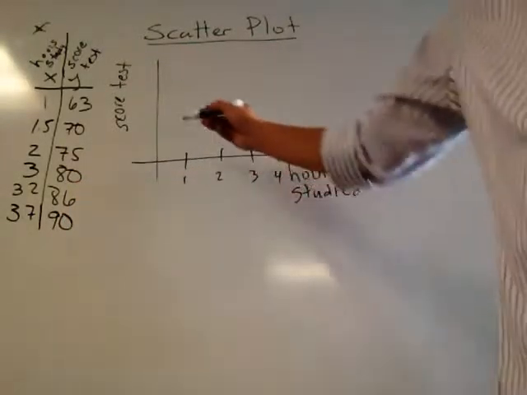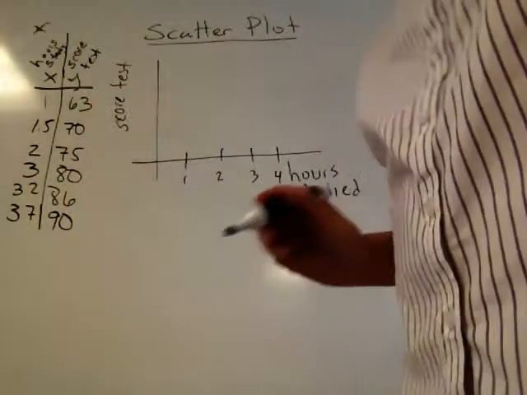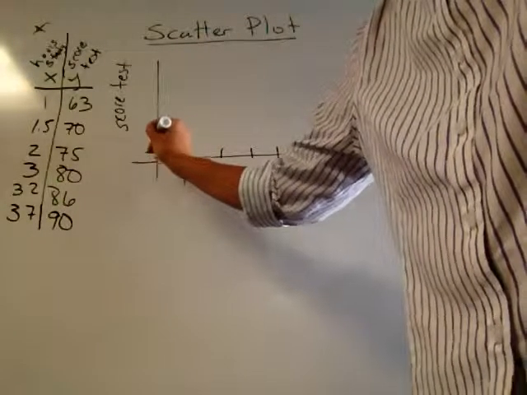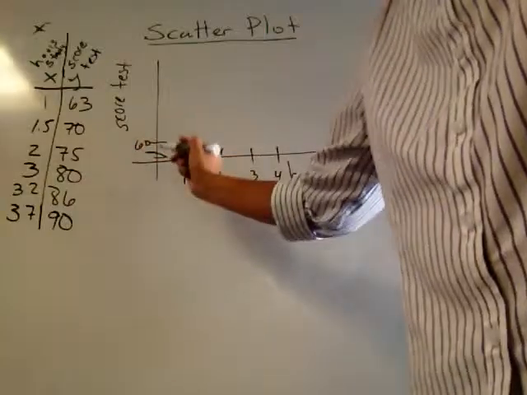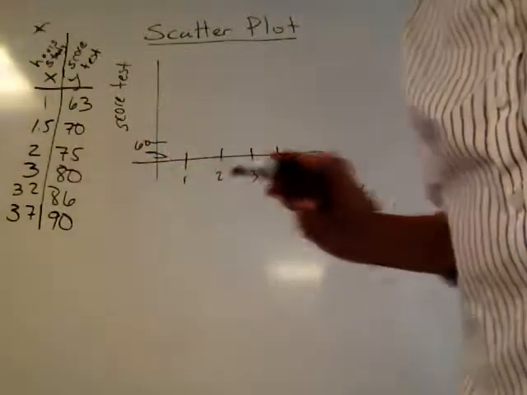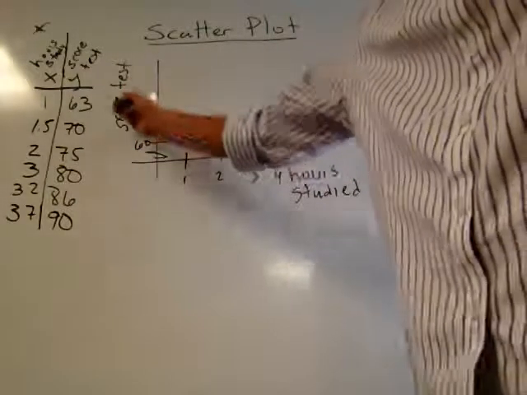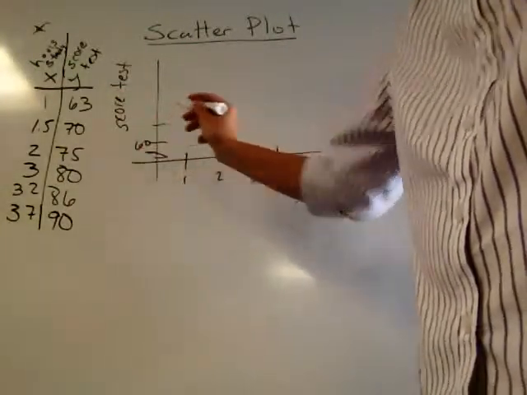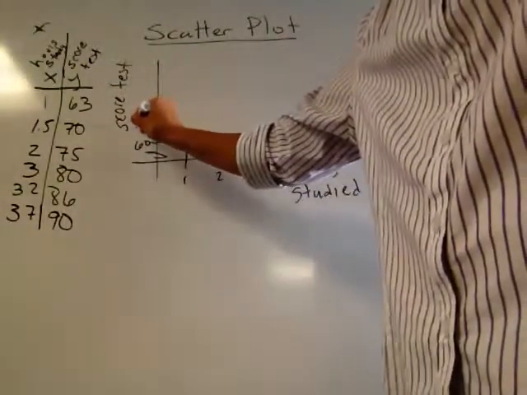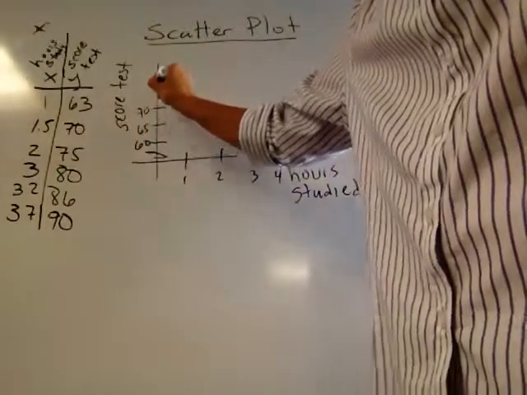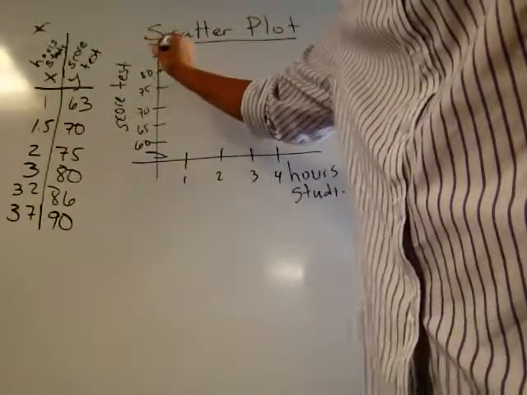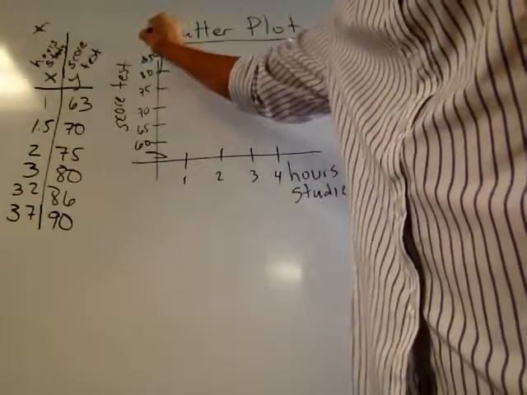Now I'm going to look at the score on the test. The smallest value that I have on the test is a 63. So I'm going to go ahead and just put a break here, letting the reader know that there's a jump happening from 0 to 60. And now I'm going to go 60, and because I don't have a whole lot of scores in between, I'm probably going to go in increments of 5. So 60, 65, 70, 75, 80, oh, and I'm going to run out of room, 85, 90.